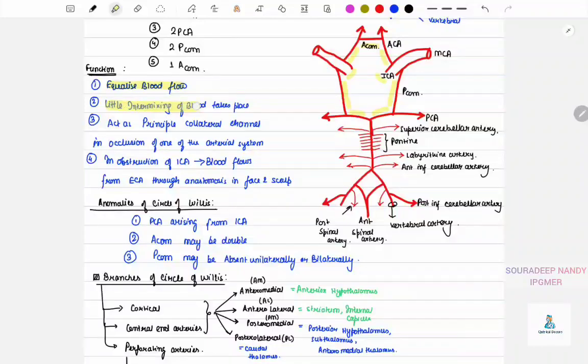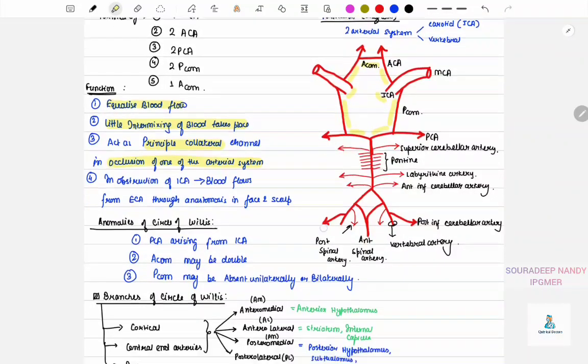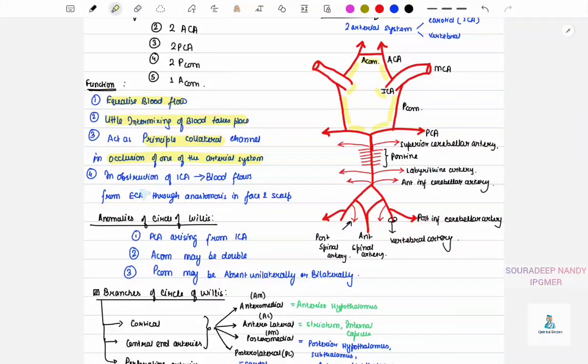Remember, very little intermixing of the blood takes place. That means the blood from the right side internal carotid artery and the right sided vertebral artery has very little intermixing between the right and left side. However, it acts as a principal collateral channel. If there is any occlusion of one arterial system, then the anastomotic channels will open and equalize the blood flow and prevent compromise of the blood flow to the brain. If there is obstruction of the internal carotid artery, then blood flow from the external carotid artery will flow through anastomoses in the face and scalp.